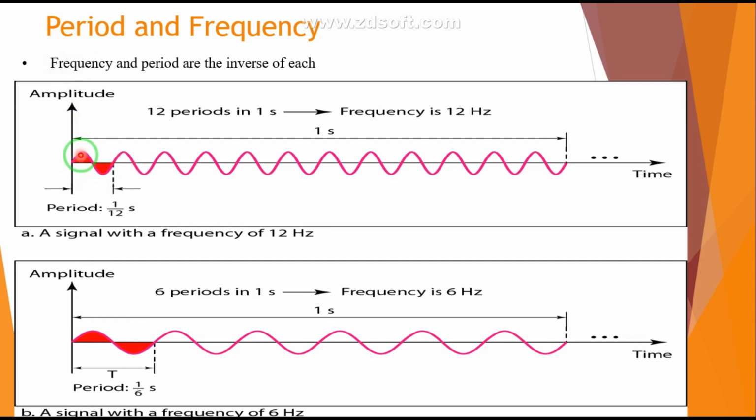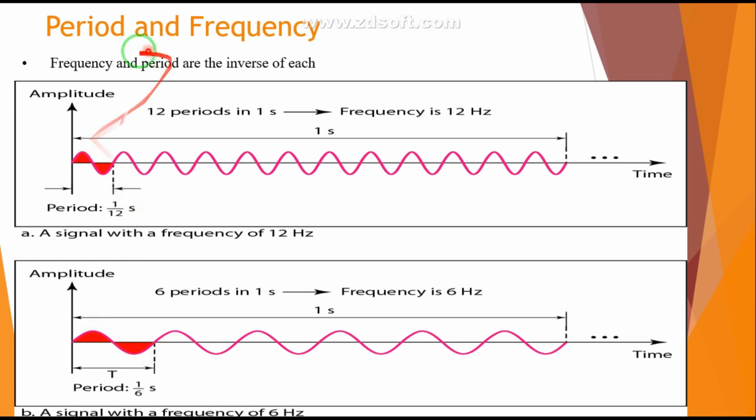You can see on the figure, the amount of time, which is in seconds, a signal needs to complete one cycle. This is your one cycle. So it is called a period. This is called what? Period. This is a period because it is the amount of time taken by this signal to complete its one cycle.